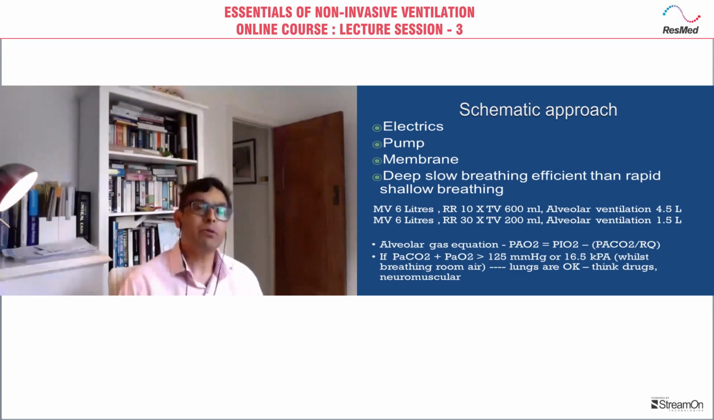So, a schematic approach to respiratory mechanics. It can be divided into electrics, pump, and membrane. Electrics are your brainstem and phrenic nerve. Pump is the muscle pump, with the diaphragm being the biggest, strongest and most important inspiratory muscle. And membrane is the alveolar membrane. So electrics provide the drive, pump moves air in and out, and membrane is where gas exchange happens.